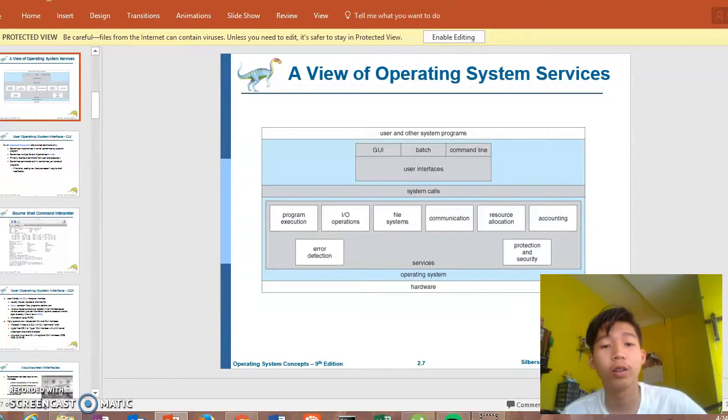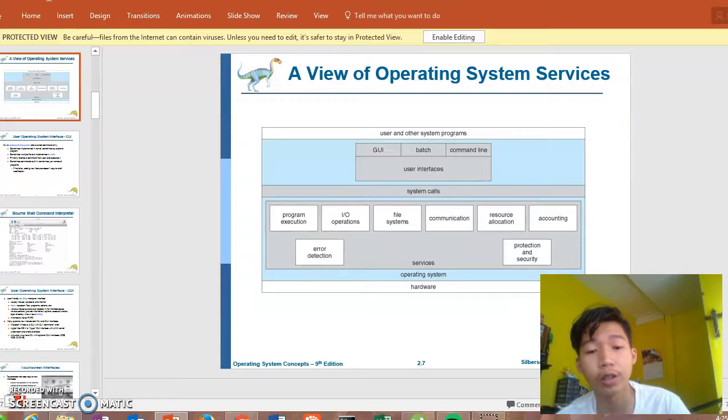First one is the operating system services. First, program execution. Operating systems handle many kinds of activities, from user programs to system programs like printer, name servers, file servers, and others. It loads a program into memory, executes the program, handles program execution, and provides mechanisms for process communication and deadlock handling.